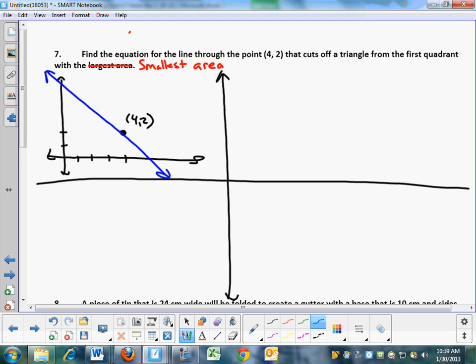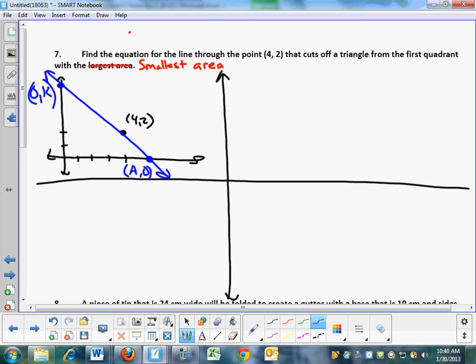So, looks like the x-intercept here. Let's call that point (A, 0). I'm not going to call it B because we end up using B for y-intercepts. I don't want to get confused with that. Oh, we'll use K. Yes, K is the best variable. Yes, thank you, Kelly.